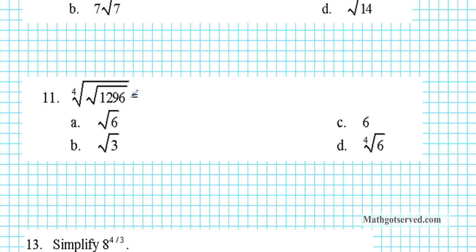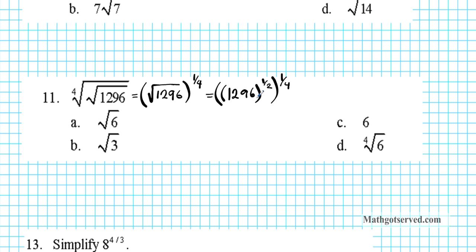The fourth root of the square root of 1296 is the square root of 1296 raised to the 1/4 power. Okay. Now, if I apply the nth root property to the square root of 1296, we're going to apply the special case of the nth root property. So that will be 1296 raised to the 1/2 power. And then we raise the entire thing to the 1/4 power.